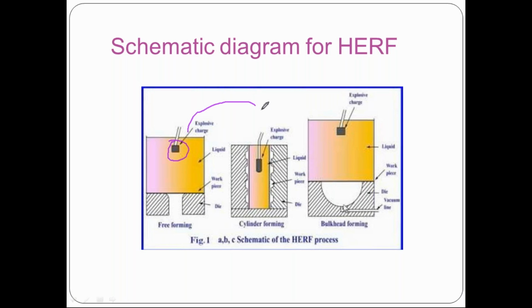Next, suppose this type of die is there, this one is the liquid and this one is the explosive charge. Now bulkhead forming we will see, and I'm going to explain this bulkhead forming because it is very easy as compared to this. So this one is the die, this one is the vacuum base, workpiece, liquid and explosive charge. Suppose I'm going to explain this figure number 3.